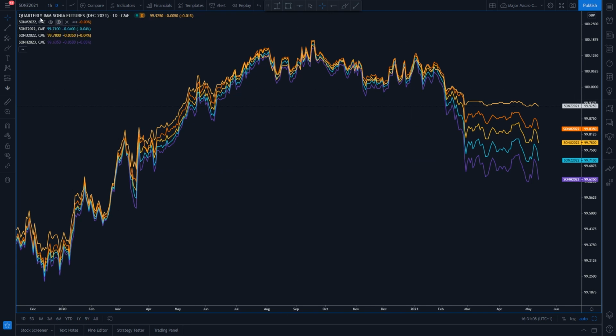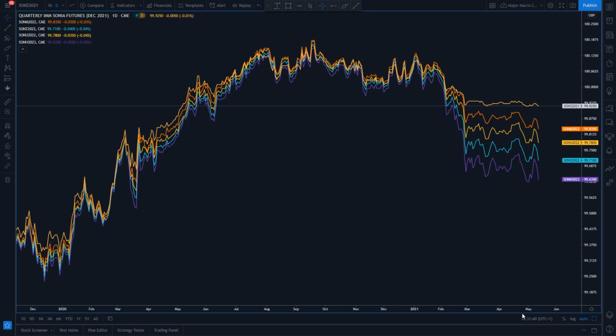Now, the term Sonia in quarterly Sonia futures refers to the Sterling Overnight Index Average. That's basically just an index from the BOE, from the Bank of England, that is used as a preferred reference rate for the sterling OIS, or the overnight index swaps. Now, in terms of the IMM Sonia futures, the IMM just stands for International Monetary Market, and it's a futures contract that is basically the equivalent of the Eurodollar futures.